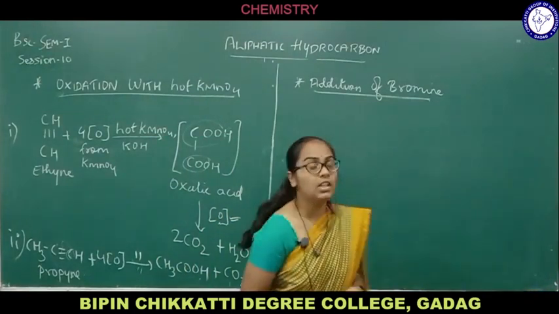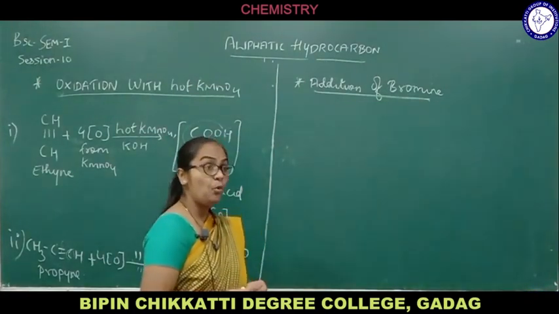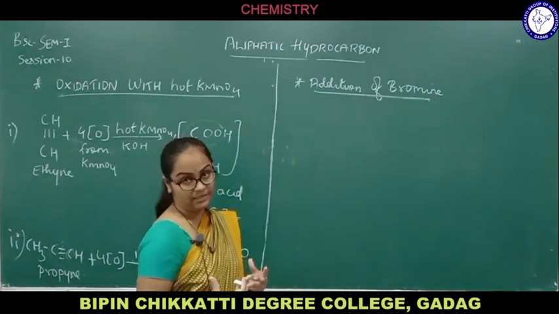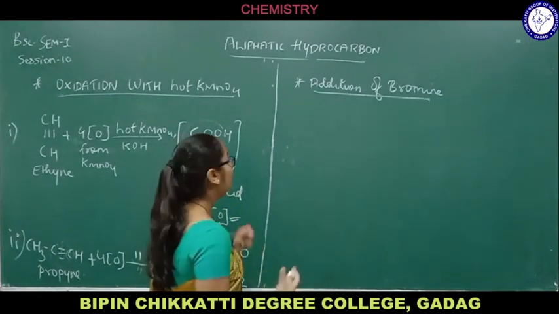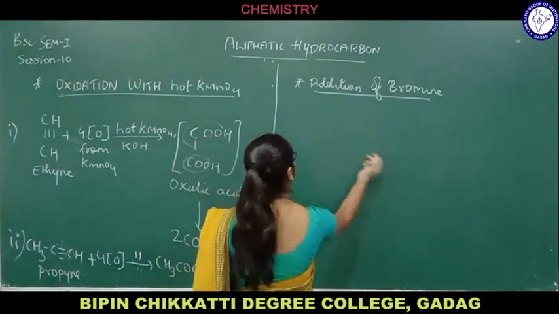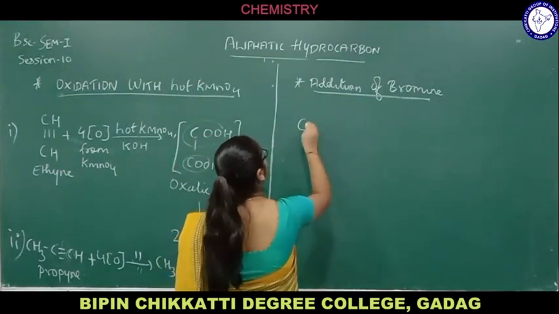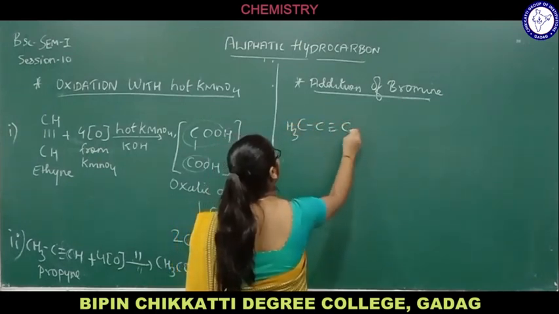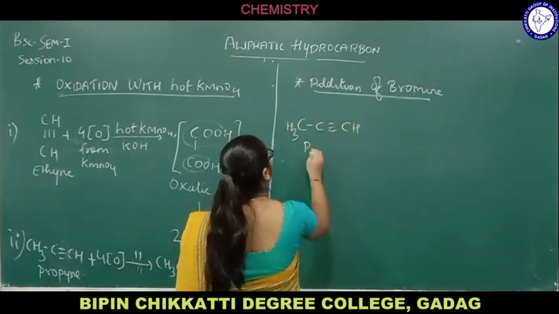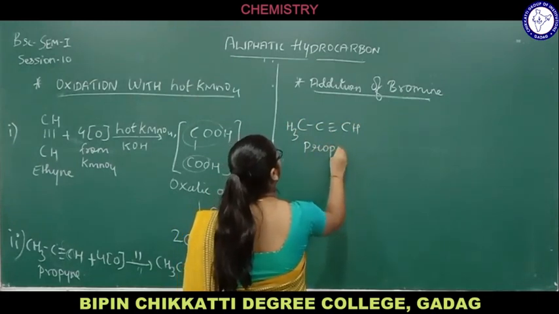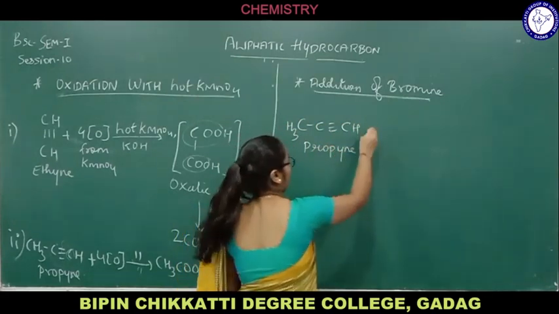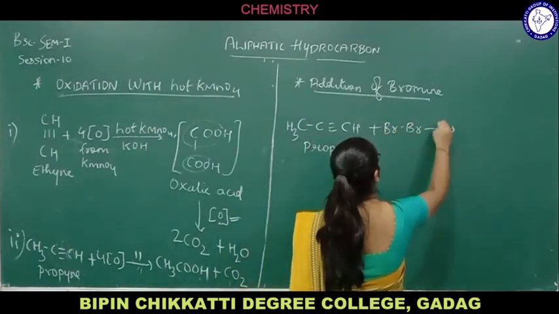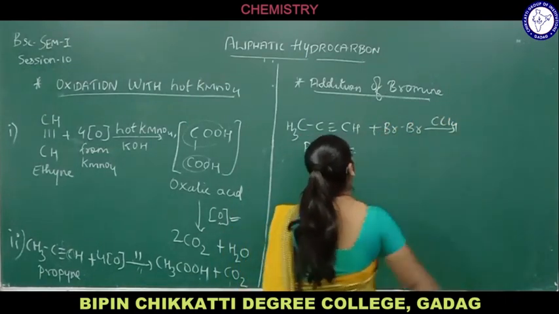Whenever an alkyne is treated with bromine, it leads to the formation of the trans isomer of an alkene as the main product. So how will that reaction take place? Let's write it down. Here, if I take CH3, C triple bond CH, propyne, and it is treated with a bromine molecule in the presence of carbon tetrachloride, right?